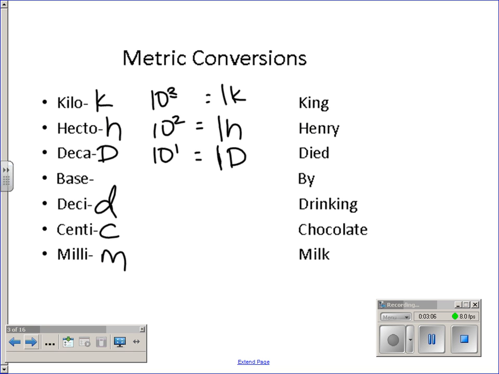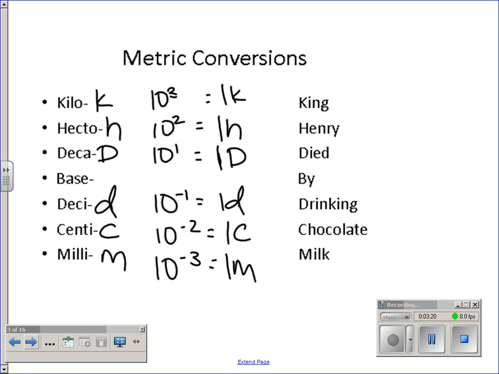And then the ones at the bottom are going to be negative. 10 to the first is equal to 1 deci. 10 to the second is equal to 1 centi. 10 to the third is equal to 1 milli. The ones are always going to go with your prefix unit, and the 10 to these are always going to go with your base units. So these are my base units.